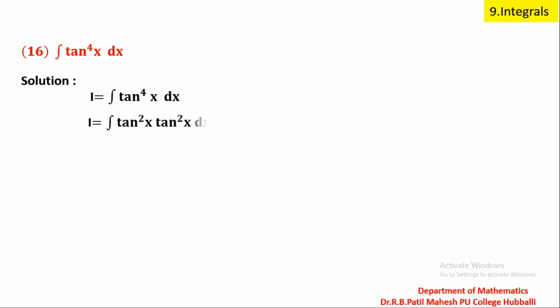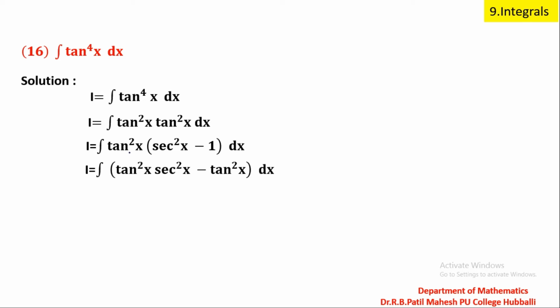This tan raised to 4x can be written as tan square x into tan square x. The reason is, any one tan square x, write it as secant square x minus 1. From here, tan square x I am writing as secant square x minus 1 because it is an identity. Therefore after that multiply tan square x here: tan square x into secant square x, and tan square x into 1 is tan square x, and then taking the integration to both the functions, tan square x secant square x, as well as tan square x.